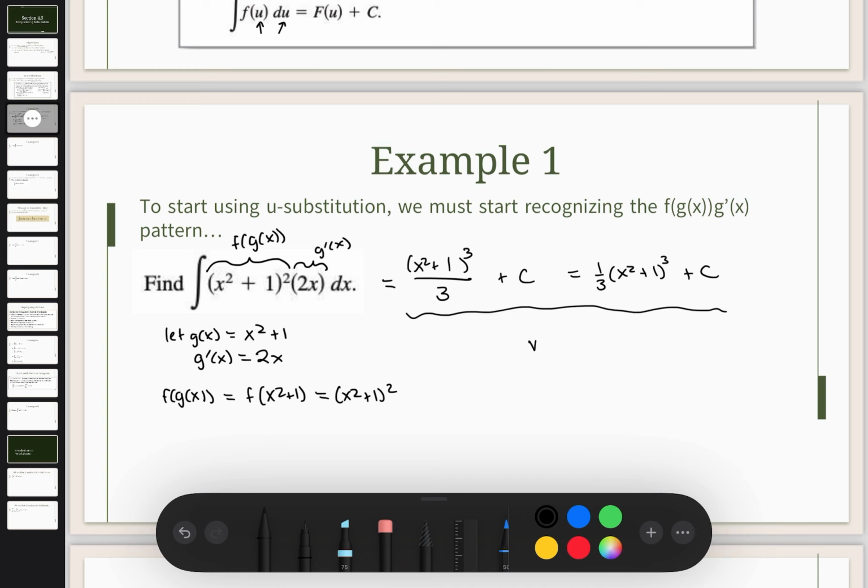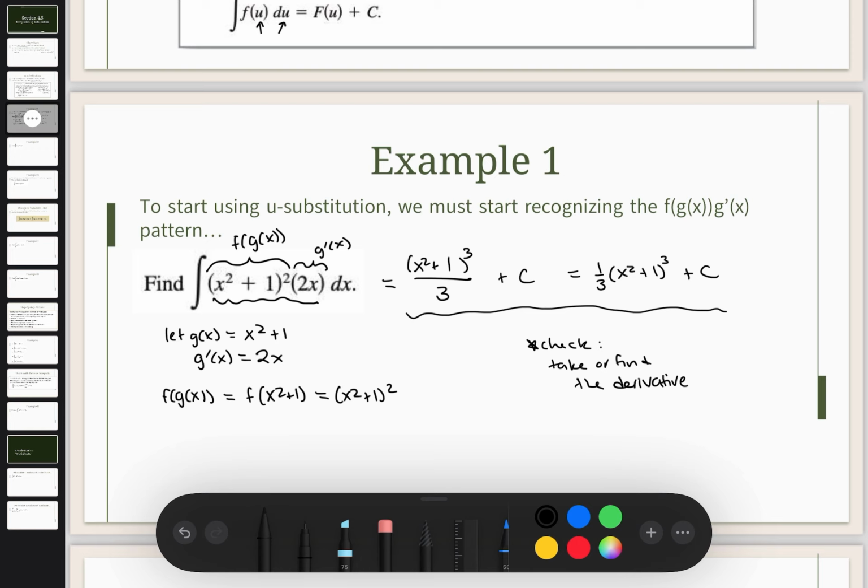And you can always, always, always, if you want to check your answer, take the derivative. Find the derivative, and you should get back to whatever you see inside your integrand, basically.